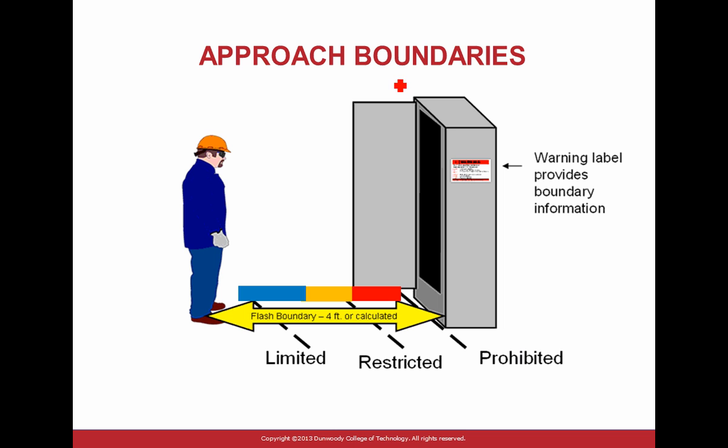Here's how they define it, guys. You can see here's a panel. You have the prohibited here, that's your tool, a couple of inches typically. This is restricted. This is limited. And look at the arc flash. The arc flash is assumed to be 4 feet. They call it the arc flash boundary. If somebody's working on a panel, you're supposed to get at least 4 feet out of that panel, unless you know otherwise.